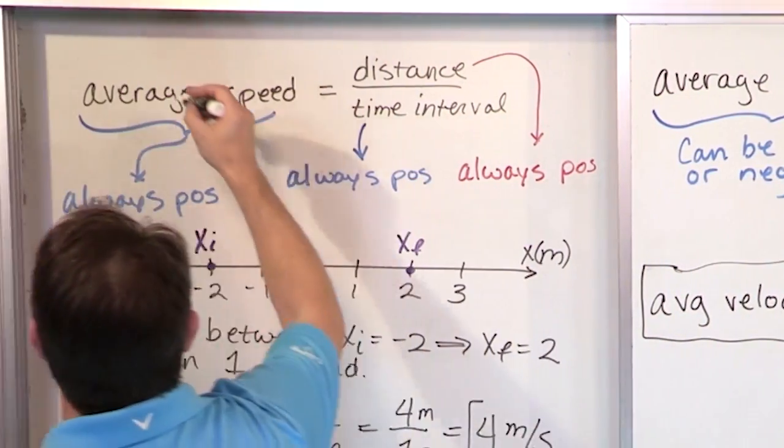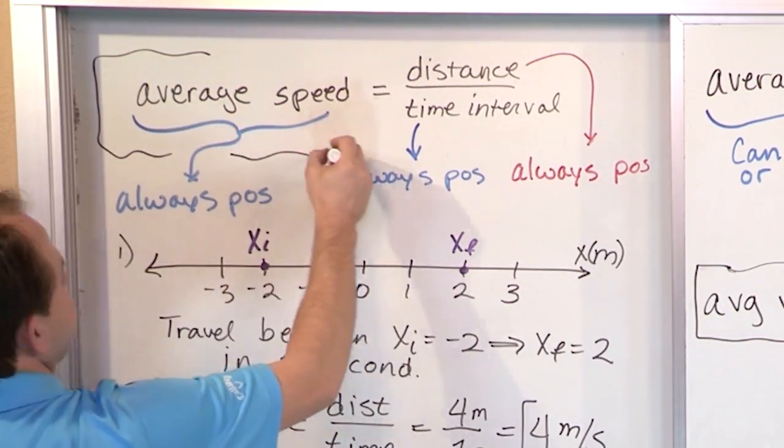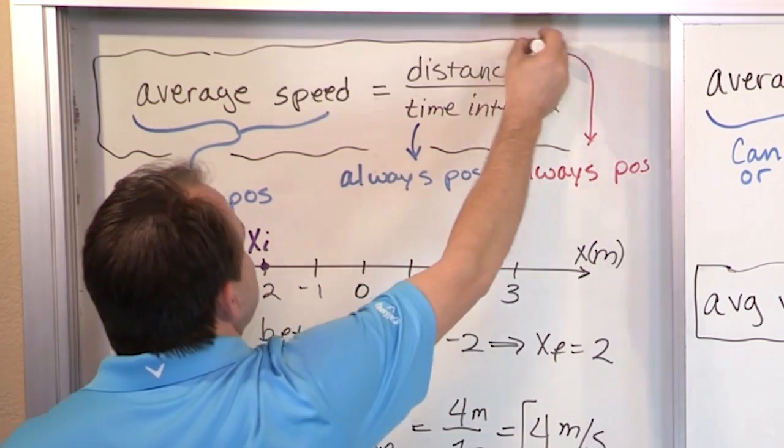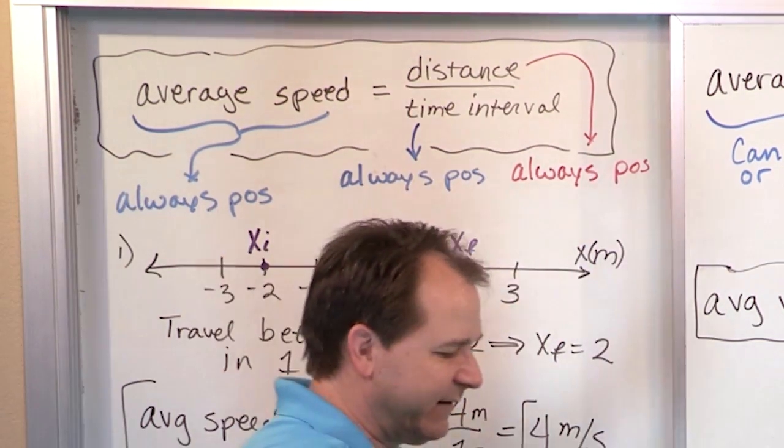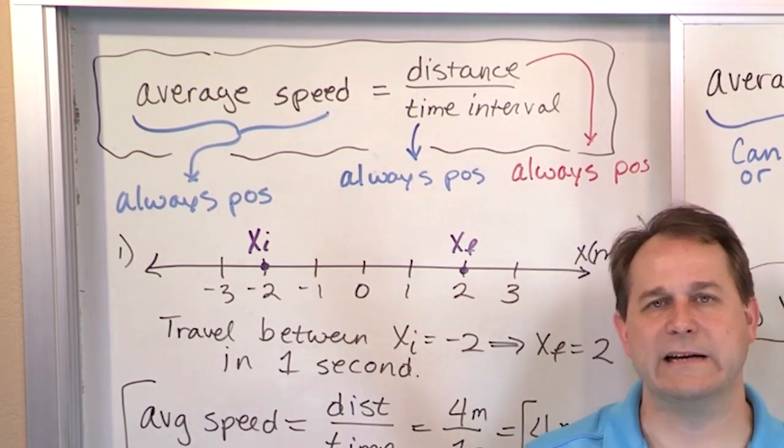And of course, we don't really need to circle it. I'll just kind of do this. I'll kind of circle it, I guess. This is important. I mean, that's the title of this entire lesson. The whole thing is titled Average Speed and Average Velocity.